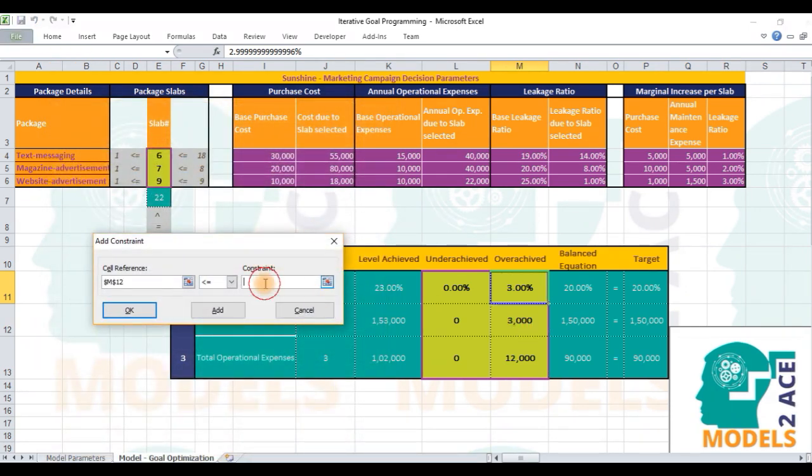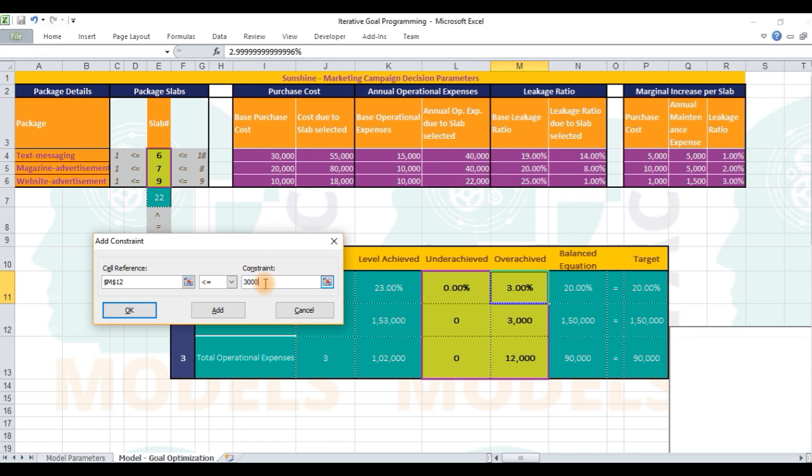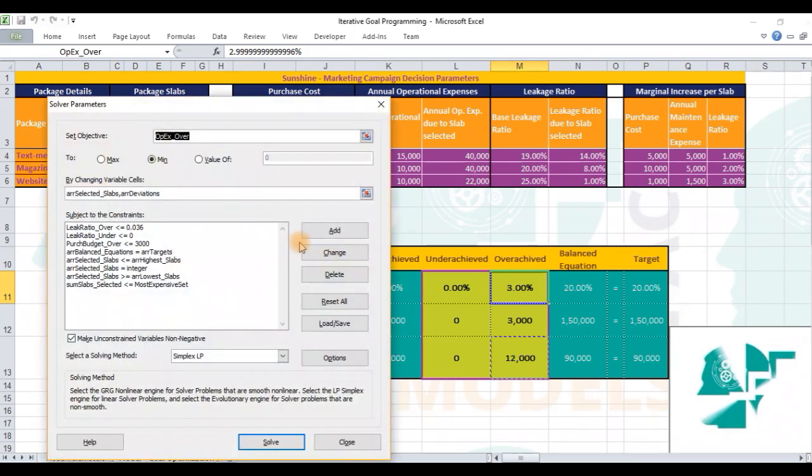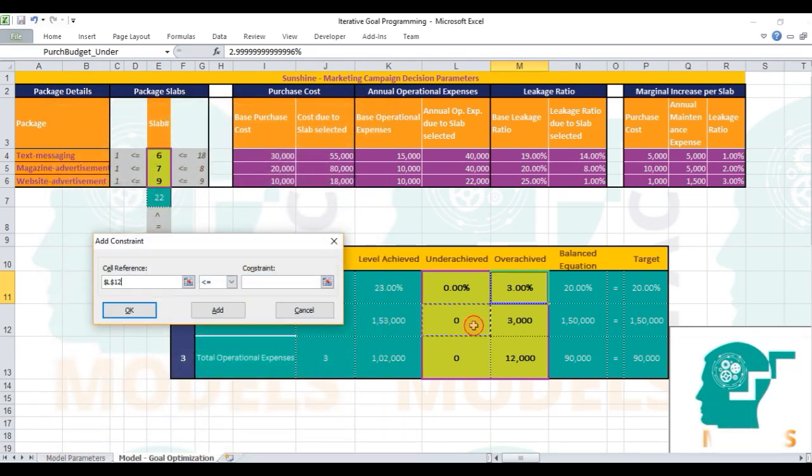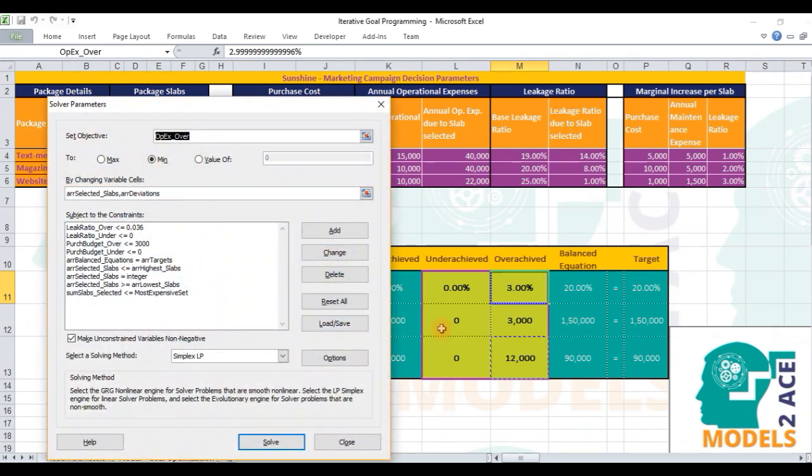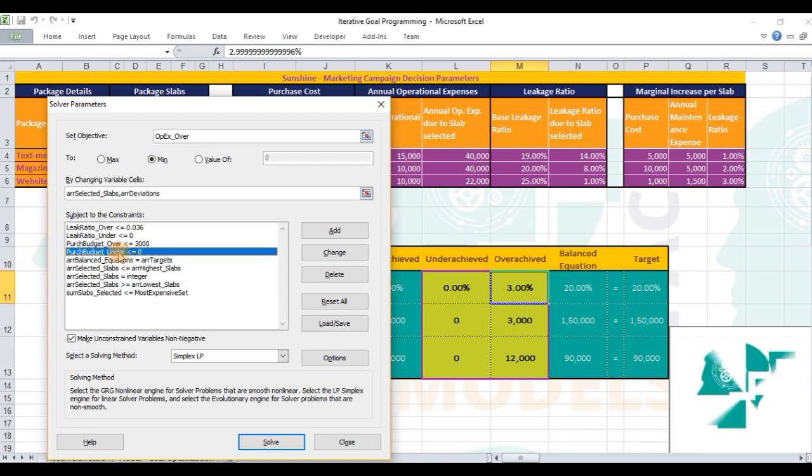We create the additional constraint that purchBudget_over must be less than or equal to the optimum of 3,000, obtained under the second priority. We also maintain this value of 0 for underachievement of total purchase cost, as an additional constraint. But since the non-negativity constraint is in force, we can specify this as a less than or equal to 0 condition, since an inequality is of a lesser complexity than a strict equality constraint.